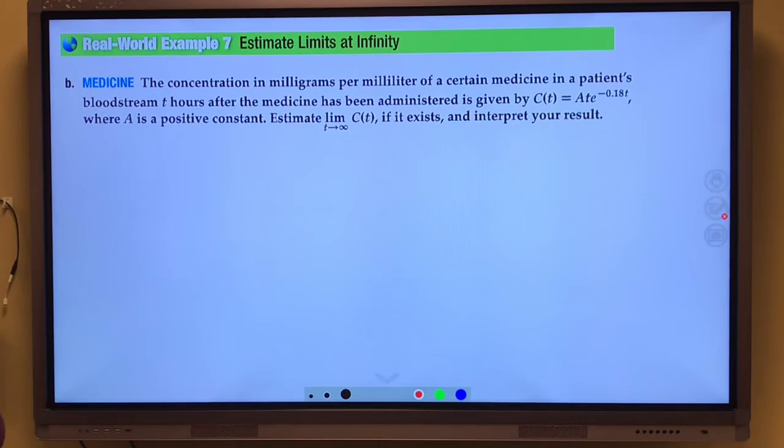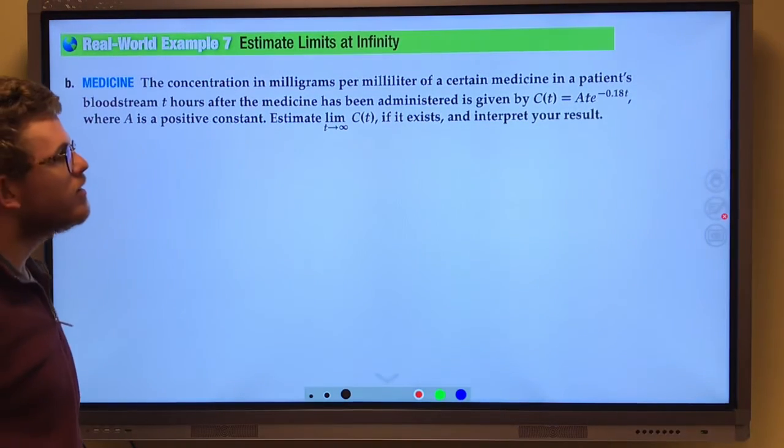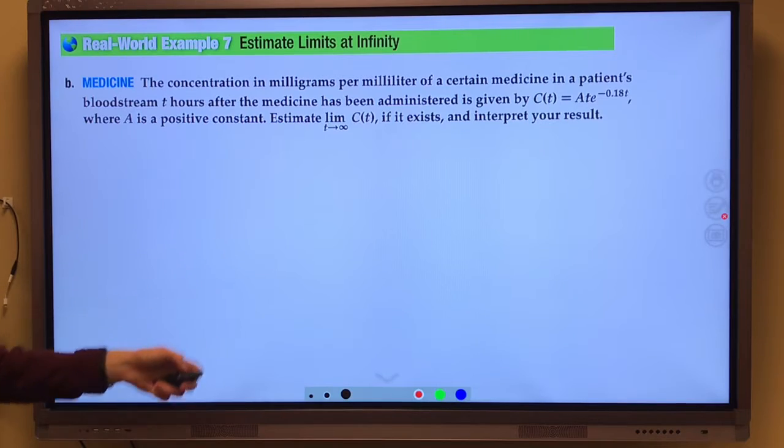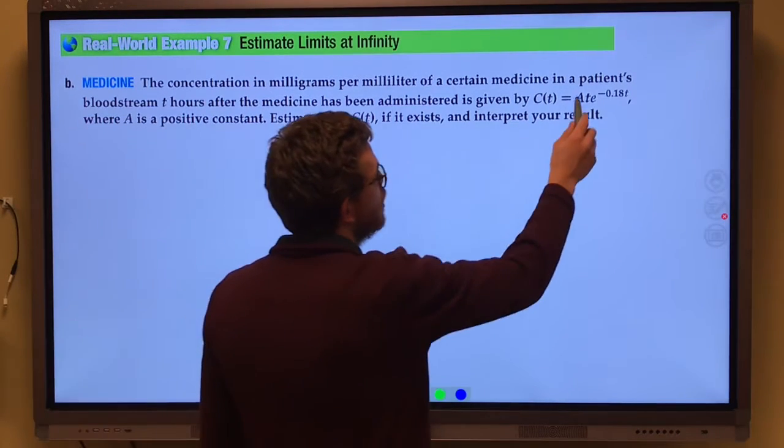Let's think about this next one here. It says the concentration in milligrams per milliliter of a certain medicine in a patient's bloodstream t hours after the medicine has been administered is given by C of t equals a times t times e raised to the power of negative 0.18 t, where a is a positive constant. Estimate the limit as t approaches positive infinity for C of t if it exists, and interpret our results. So once again, we have a function, and a is some positive constant.